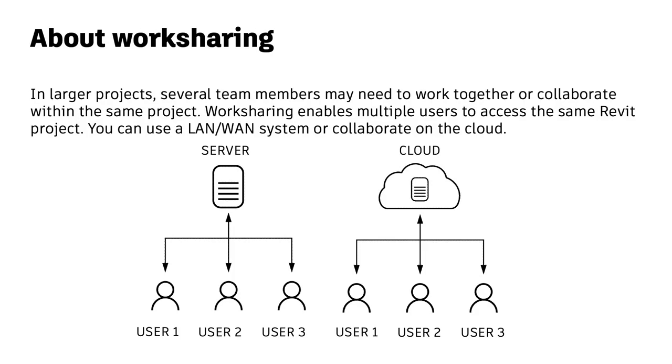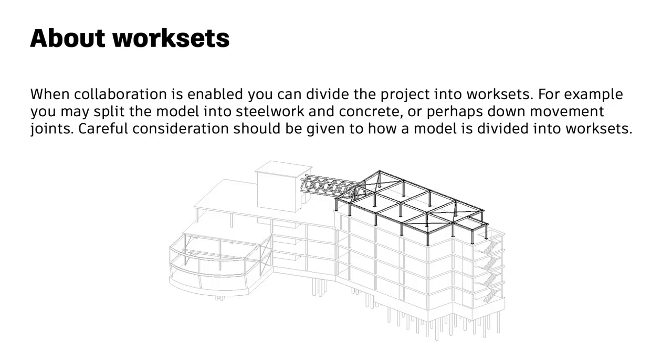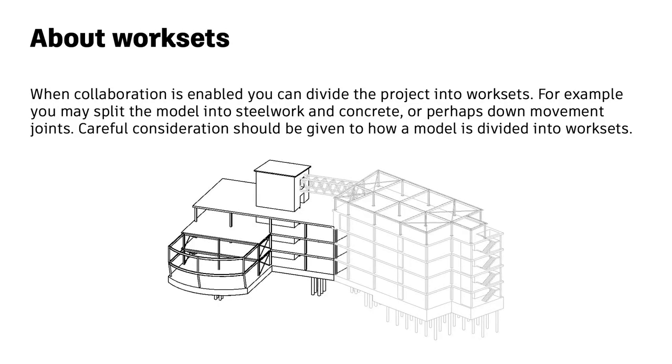You can use a local area network or a wide area network system or collaborate on the cloud. When collaboration is enabled, you can divide the project into worksets. For example, you may split the model into steelwork and concrete, or perhaps down movement joints. Careful consideration should be given to how a model is divided into worksets. Perhaps by level and structure type, in this case the roofing steelwork and skybridge. Or perhaps by structural movement joints, in this case the west wing of the structure.